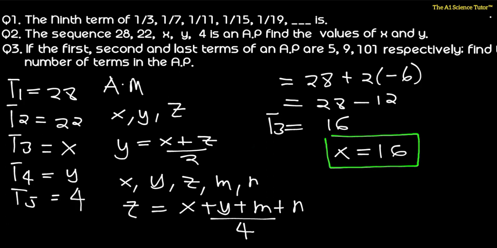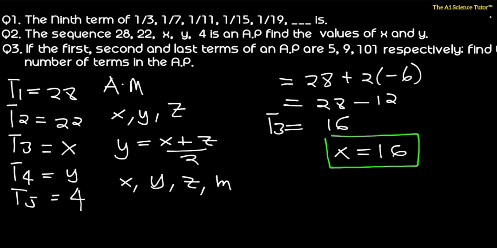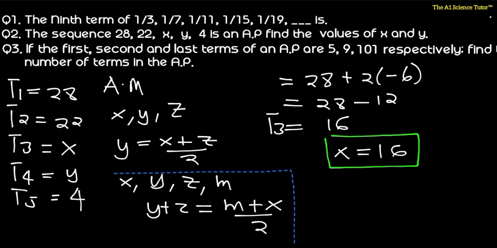Now you could also change it in this way. If I eliminated n away from here, it's also very possible for you to find some arithmetic mean there. So we could say that y plus z is equal to m plus x and divided by 2. So that is on a more advanced form. So let us just leave that one.